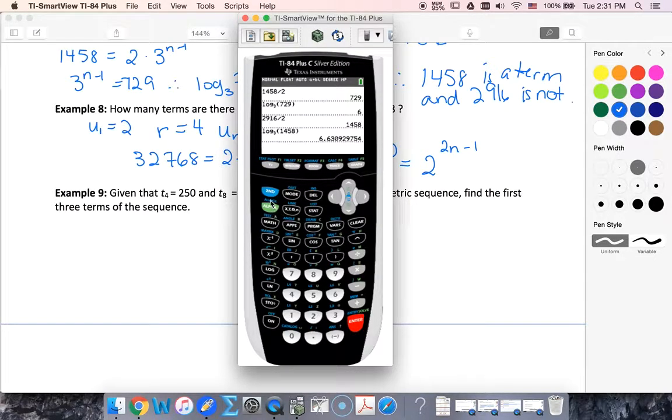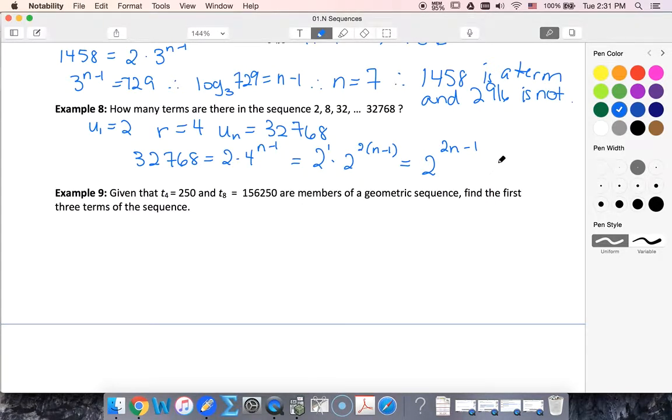So I can go into my shortcut menu, log base 2 of 32,768. All right, that's going to be equal to 2n minus 1. So I'm going to add 1, which of course gives me 16, divide by 2 gives me 8. So 32,768 is the 8th term.